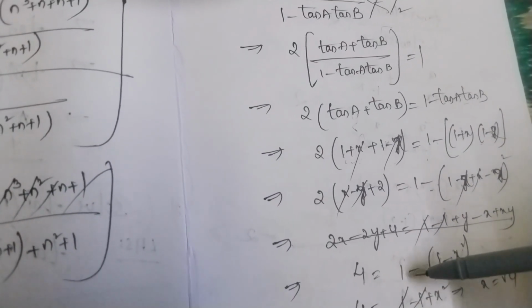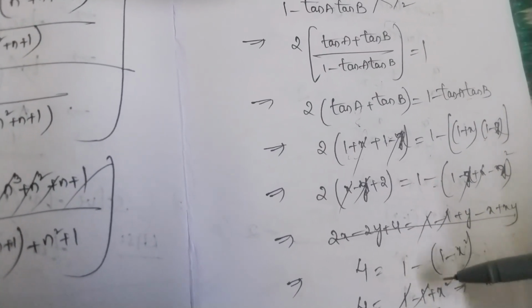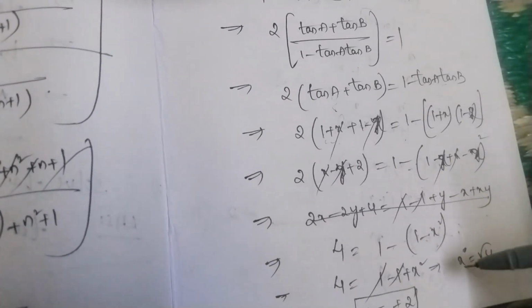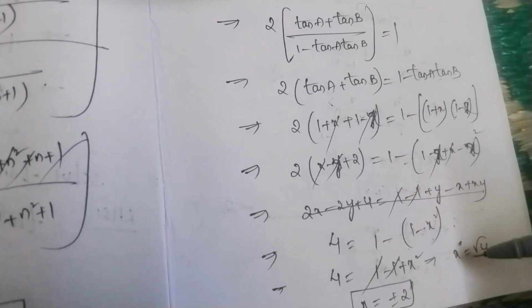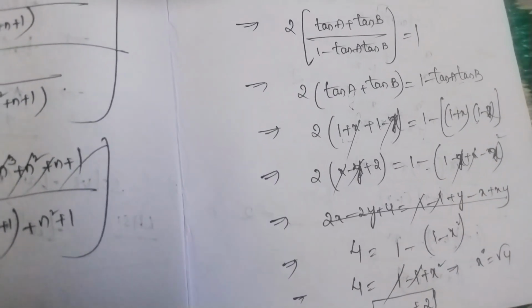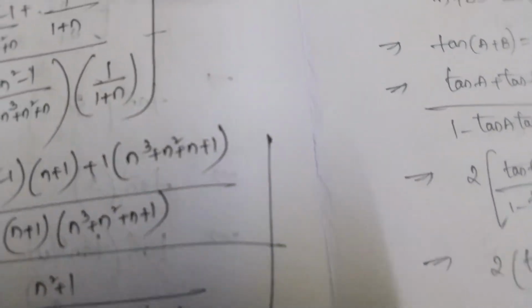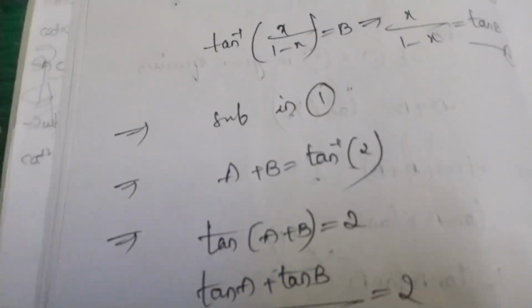If you open this bracket with the negative sign, then 1 and 1 get cancelled and we are left with plus x square. So x square is equal to 4, then x is equal to root 4, and the values of x are plus or minus 2. Plus or minus 2 is the solution of the given question.